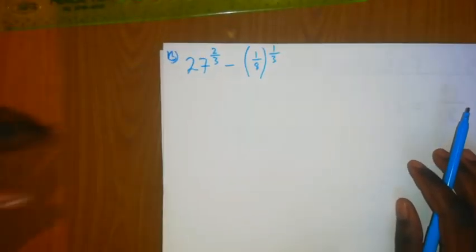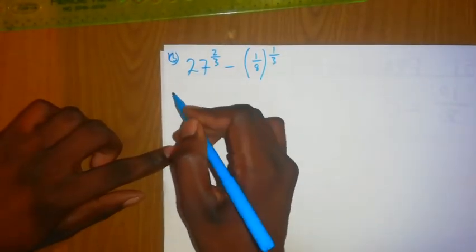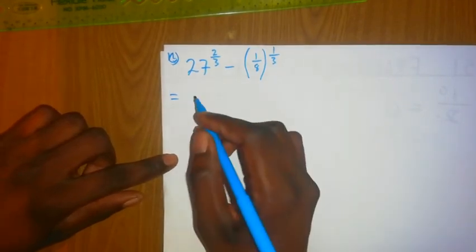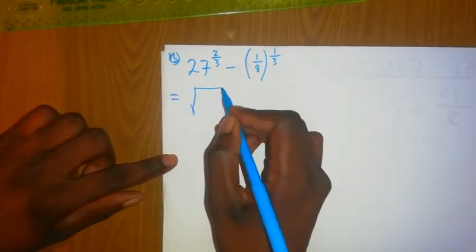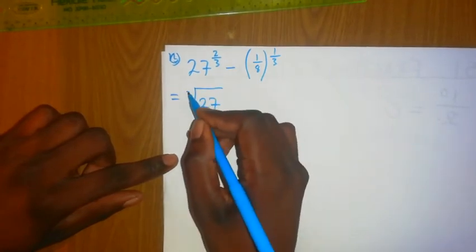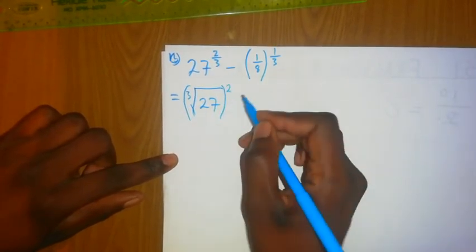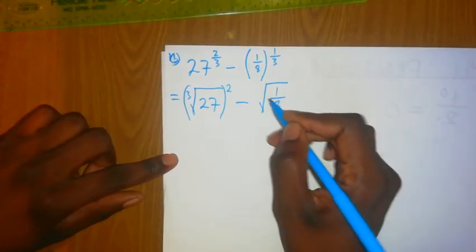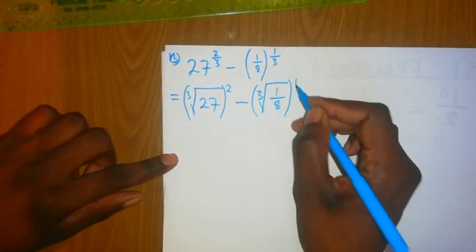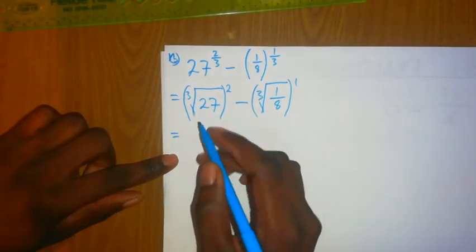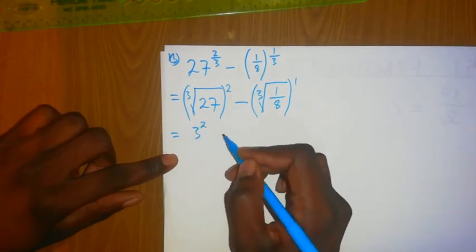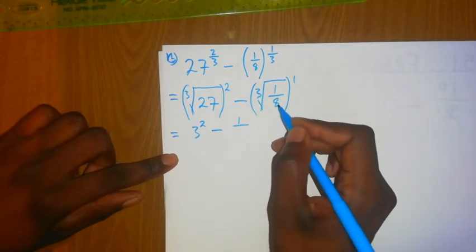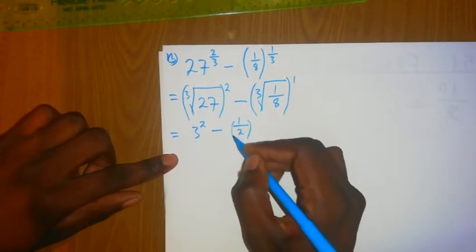So I've written the question down here. We're going to proceed as equals to, they are both raised to fractional indexes. So I'm going to introduce my root signs there. Cube root of 27, then to the power of 2, minus 1 over the cube root of 8, then to the power of 1. That's equal to the cube root of 27, that's a 3 to the power of 2, minus the cube root of 1 over the cube root of 8, that's equal to 2 to the power of 1.